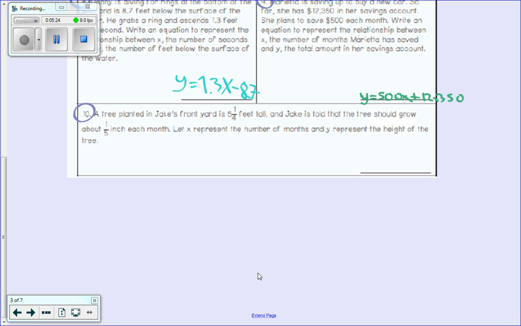All right. Do we have a volunteer for number 10? Go for it. A tree planted in Jake's front yard is 5 1/4 feet tall, and Jake is told that the tree should grow about 1/5 inch each month. Let X represent the number of months and Y represent the height of the tree. Write the equation in slope-intercept form. We had one similar like this yesterday. Good. Y equals 1/5 X plus 5 1/4. One big clap. 1, 2, 3. Questions? Clarify anything?